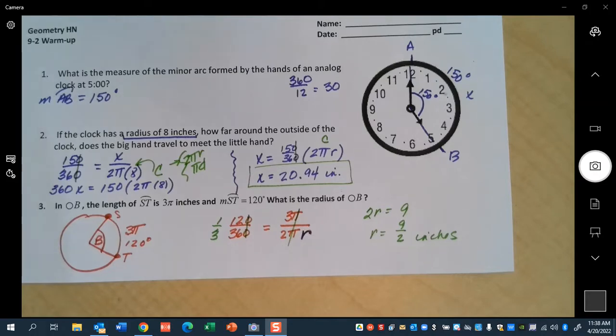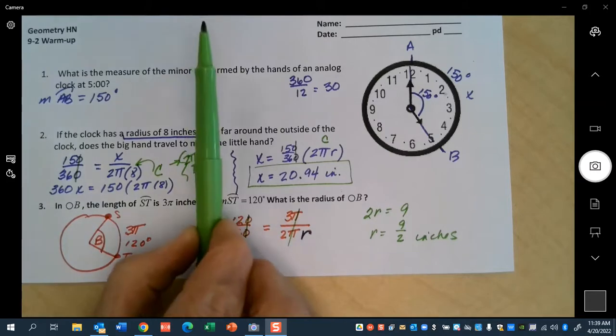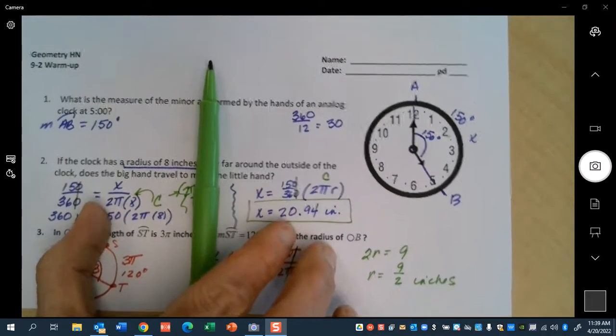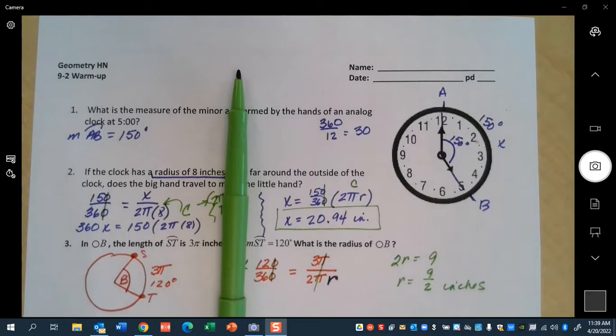Do me a favor and write down something in the top part of this here to help you remember something to make it easier for you to solve these problems. What do you need to make sure you remember to solve these? Write yourself a note. Dear Layla, make sure you remember part to whole, degrees, measure versus length. Measures in degrees, length is in inches or centimeters.